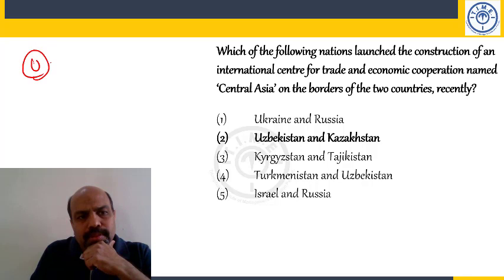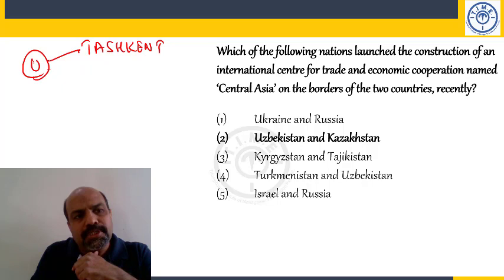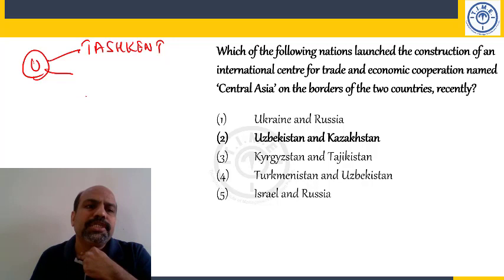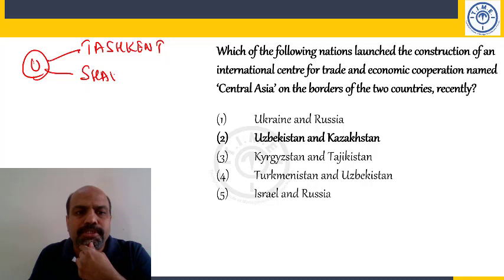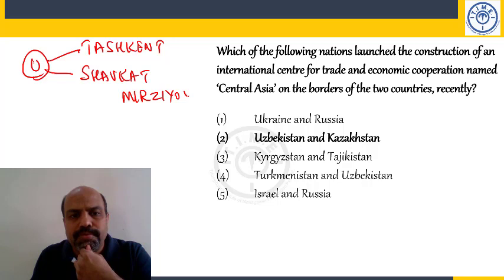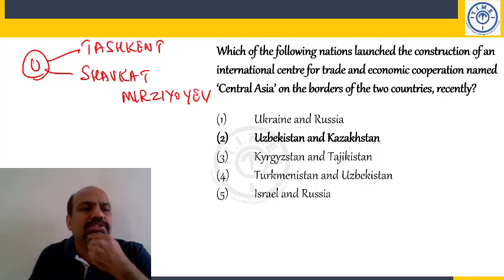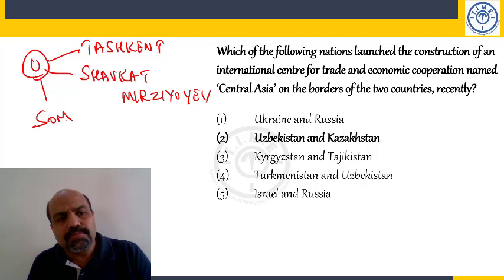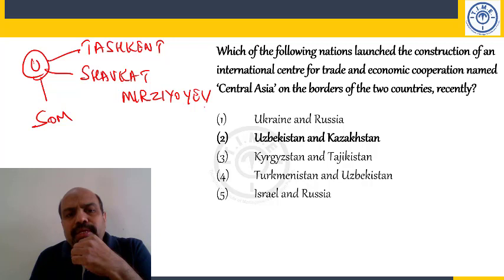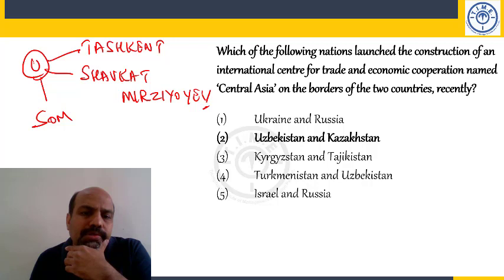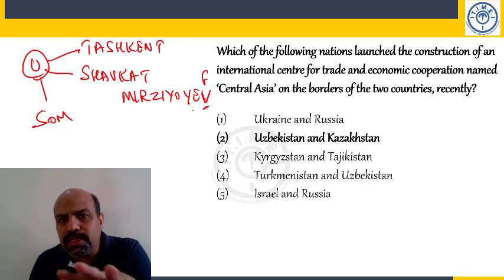Uzbekistan, the capital is Tashkent, where India's second Prime Minister Lal Bahadur Shastri ji passed away in January 1966. Tashkent, okay, and the president is Shavkat Mirziyoyev. Currency is Som. When a Russian or Central Asian name ends in V, remember, it's pronounced with an F. So Mirziyoyef.